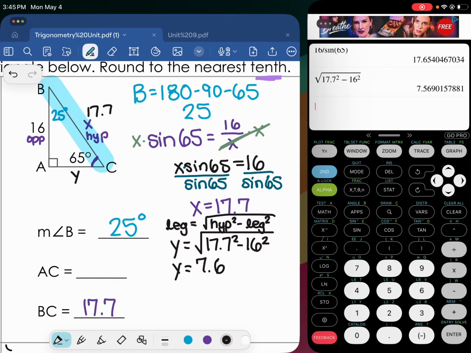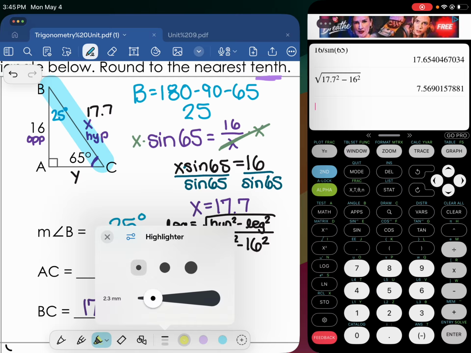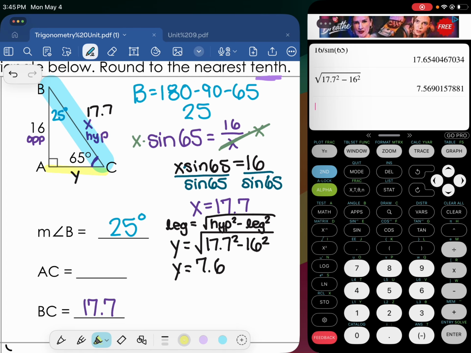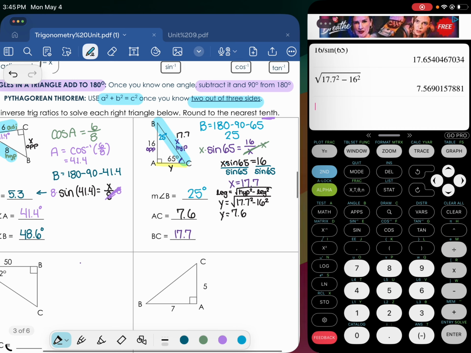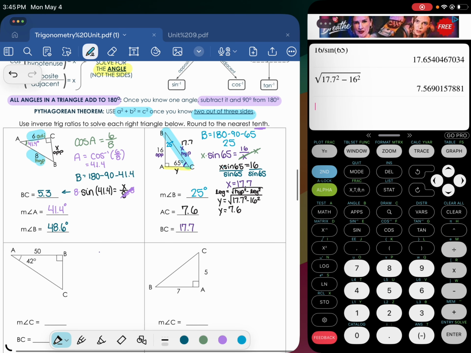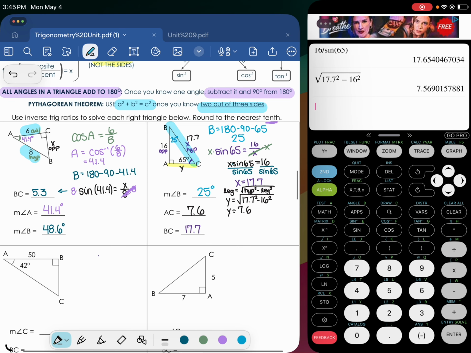Now if I look at y, it is between A and C, so that's AC, which is good, because that's the only length I haven't put in there yet. Okay, I'm going to kind of zoom out and let you guys write that down. Make sure you get caught up if you need to before I do the last two.